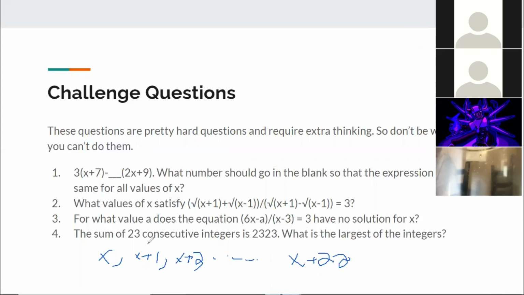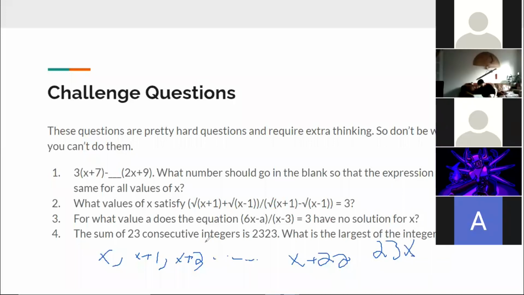Okay, so you want them to sum to 2323. If you sum these 23 terms, you're going to get 23x plus 1 plus 2 plus 3 plus 4 all the way to 22, which, if you know this, is 22 times 23 divided by 2. And then that has to sum to 2323. But that way is kind of time consuming. I've seen these types of questions on AMC 10 where they try to trick you into doing this, but this technique wastes a lot of time.